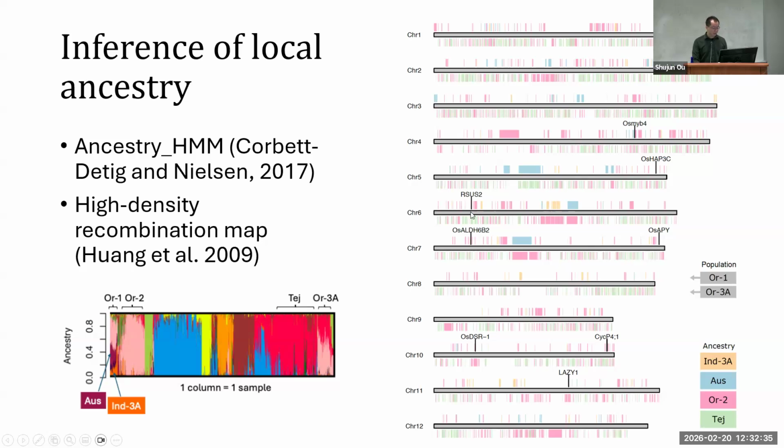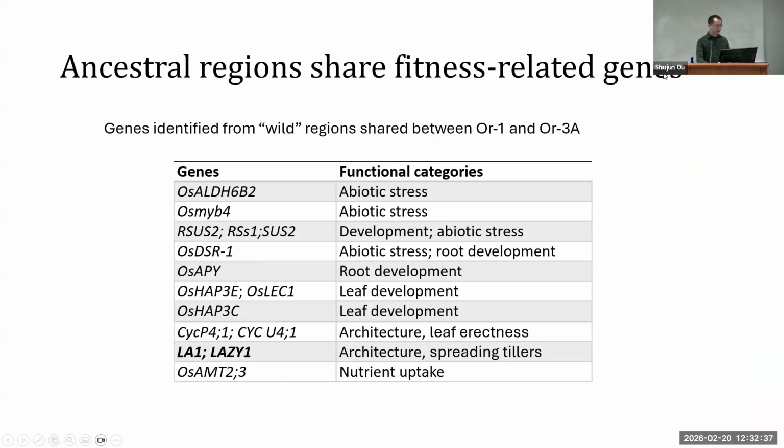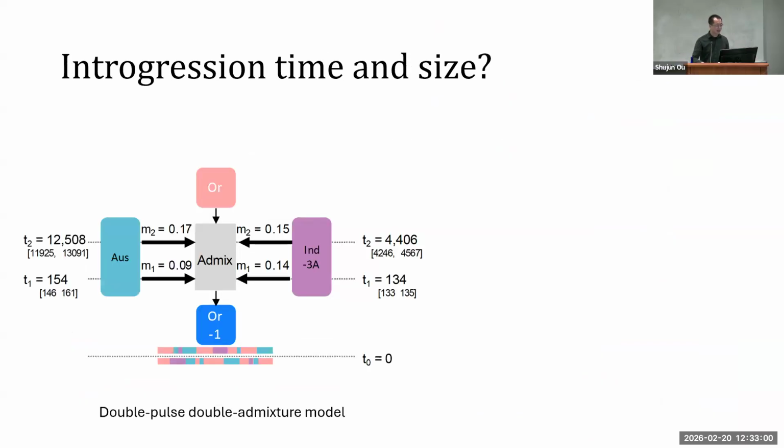For those shared, the genes tend to be about survival, like abiotic stress, development, leaf development, and nutrient uptake, and even this lazy one is about architecture. So those remain as the wild region in both rice populations. They tend to be survival. So that means our analysis seems to be finding something relevant. Other than that, I want to remove those.